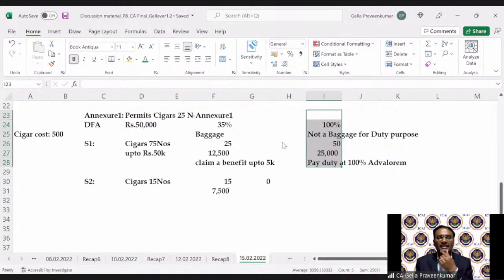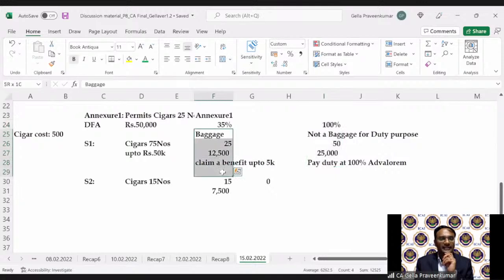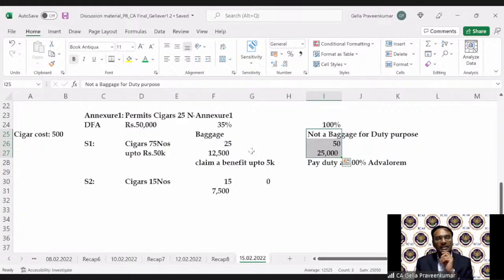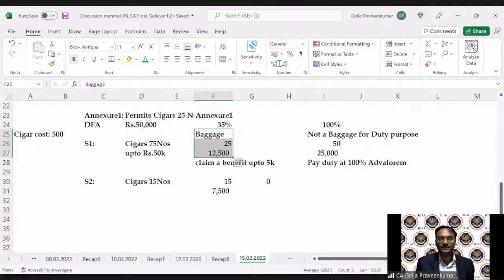So why 25 cigars? I made a correction, Amita. Initially it was the other way around. Now I have made it correct. 15,000 is not duty free. Priya, 15,000 is duty free. In this case, up to 50,000 they say. So 12,500 I can bring as import because it is less than 50,000. I need not pay duty. And in this case, because they have permitted 25 numbers, beyond 25 numbers I have to pay customs duty. The logic of baggage is they permit only these numbers. Beyond this, they don't permit you to enjoy it as baggage.